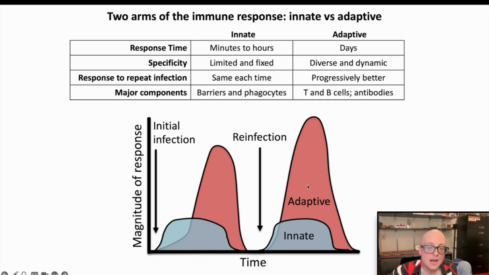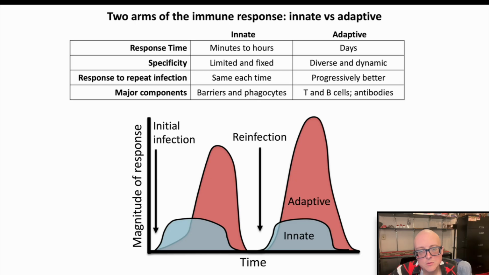But now the adaptive response starts much faster, almost synchronously with the innate immune response. It peaks even higher than the already high peak it had the first time, and then it lasts even longer as well. This is because the adaptive immune response adapts over time. It gets progressively better. And I think that's captured quite nicely in this pictorial representation of these features.